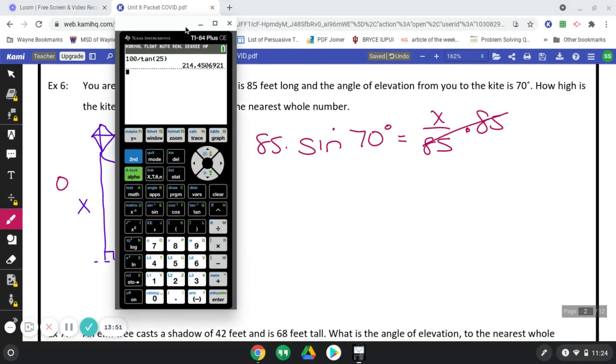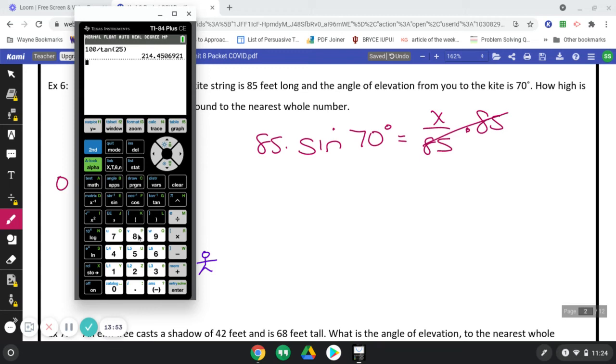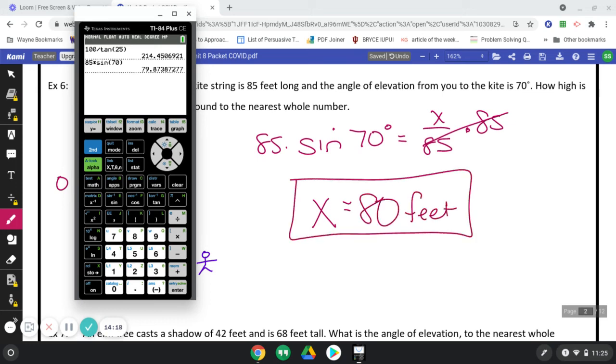Type into the calculator 85 times the sine of 70. And it says round that to the nearest whole number. So 79.8 would round up to 80. And again, we're talking about feet here. Label's not necessary, but it is nice.